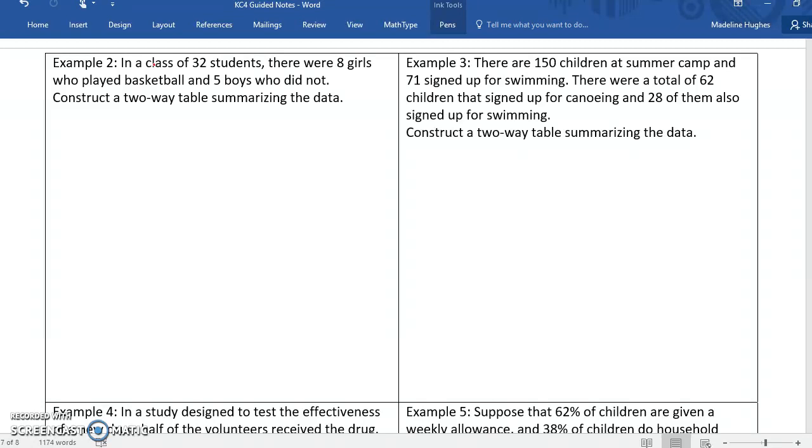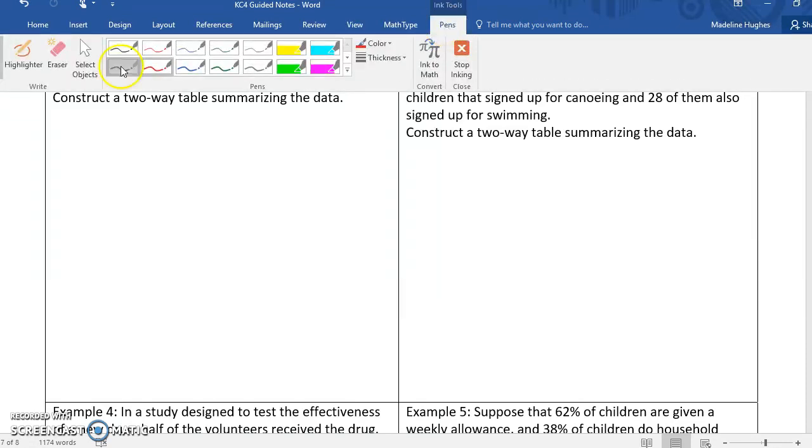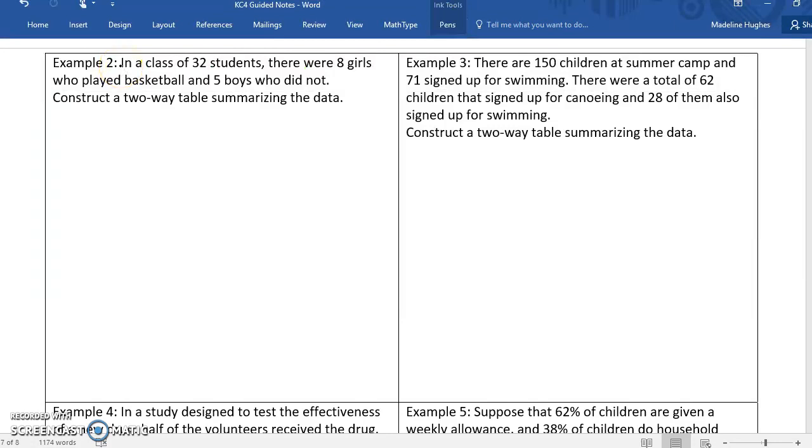Okay, I'm actually going to do number 3 first. I just like number 3. So number 3, there are 150 children at summer camp and 71 signed up for swimming. There were a total of 62 children that signed up for canoeing and 28 of them also signed up for swimming. Construct a 2-way table summarizing the data. So lots to set up here. First of all, I see canoeing and swimming, okay?